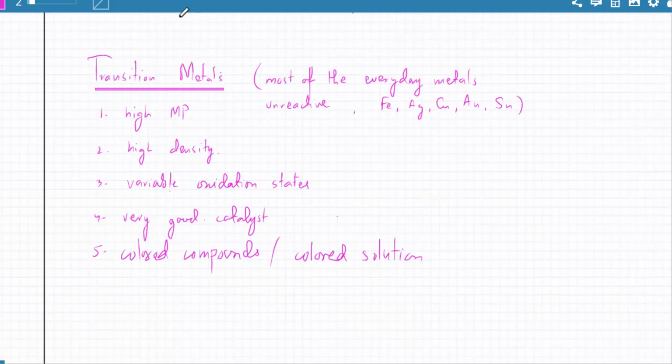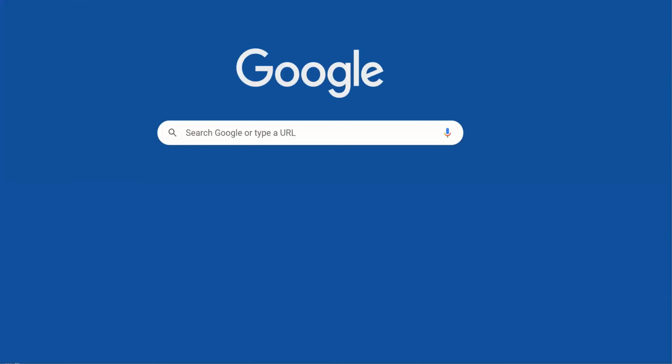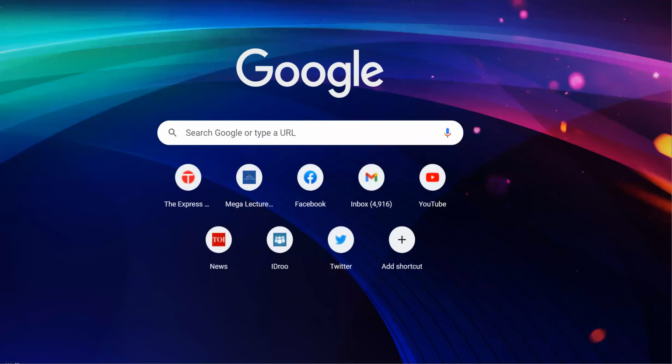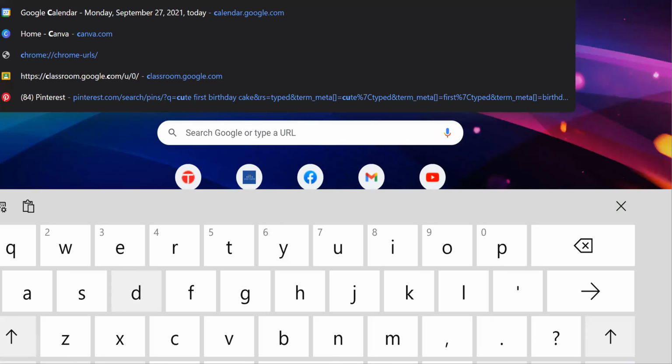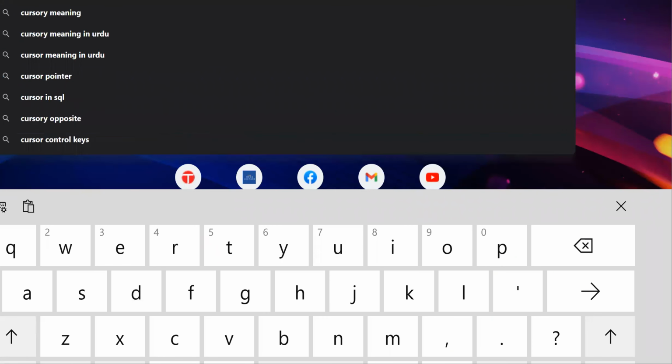So some of the colors are given in the data sheet that I've given you. For example, you've got copper sulfate. So that's one. Like if I search for Cu, SO4 crystals.